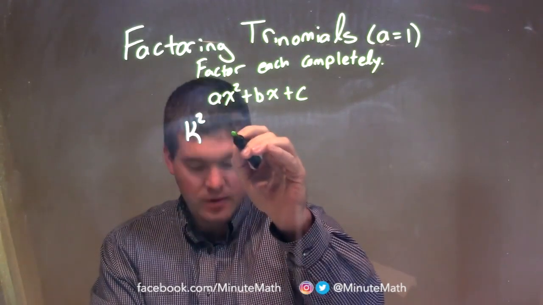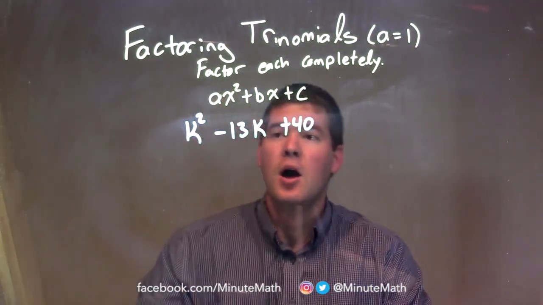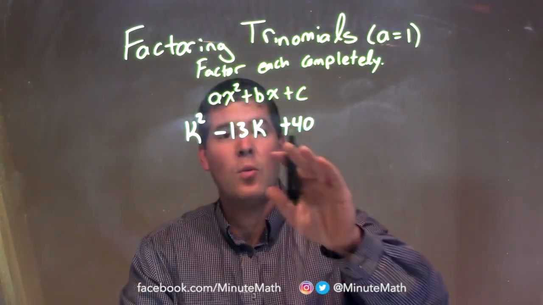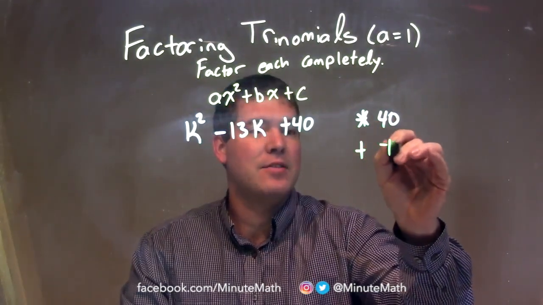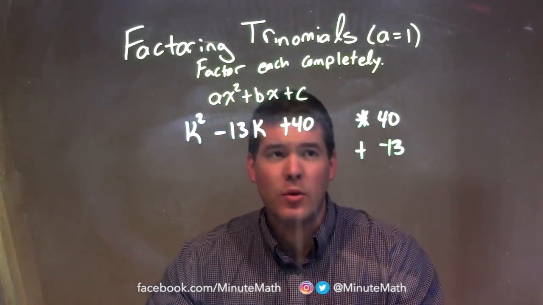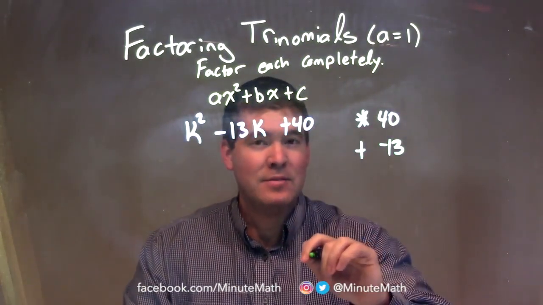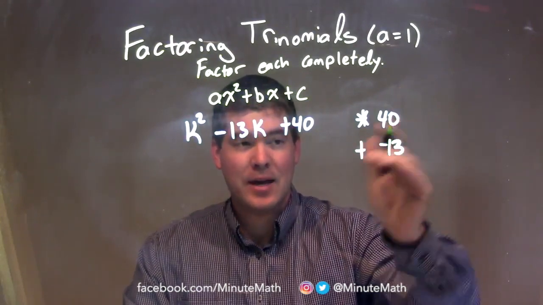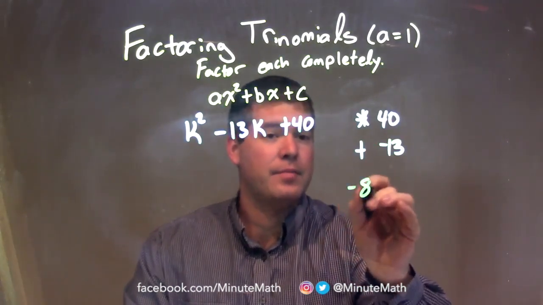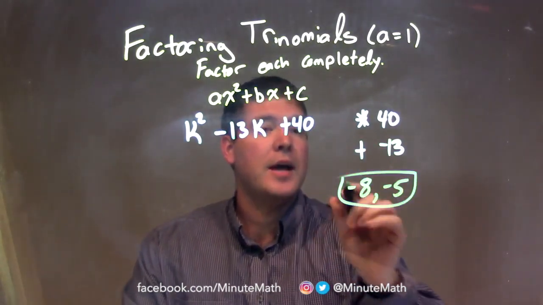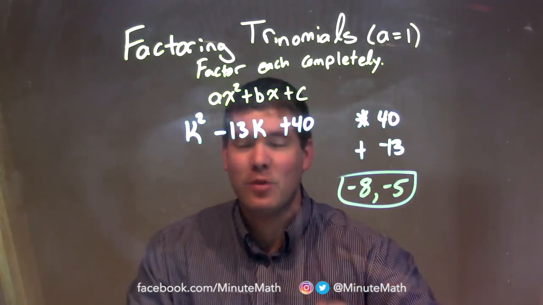k squared minus 13k plus 40. Our a value is 1, so now I'm going to ask myself the question, what two numbers multiply to be a positive 40, but add to be a negative 13? It's a positive number multiplied, adding to be negative, so they're both going to be negative. A negative 8 and a negative 5. Negative 8 times negative 5 is a positive 40, but negative 8 plus a negative 5 is the negative 13.